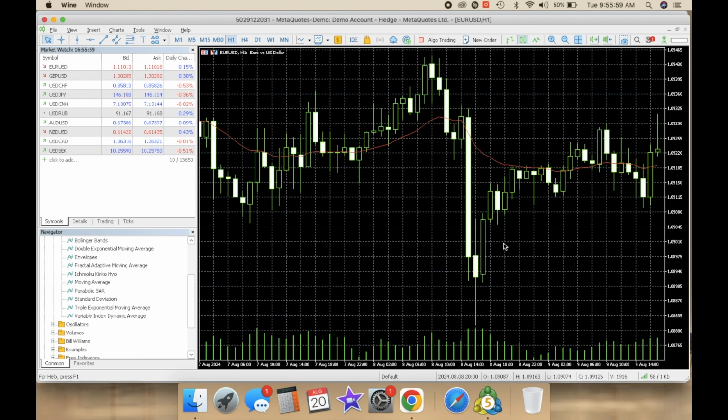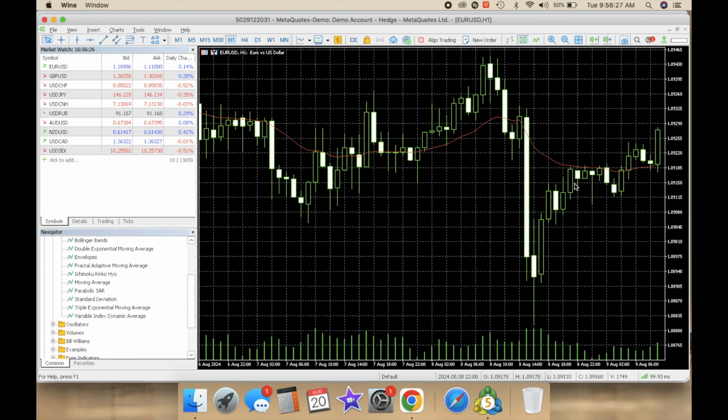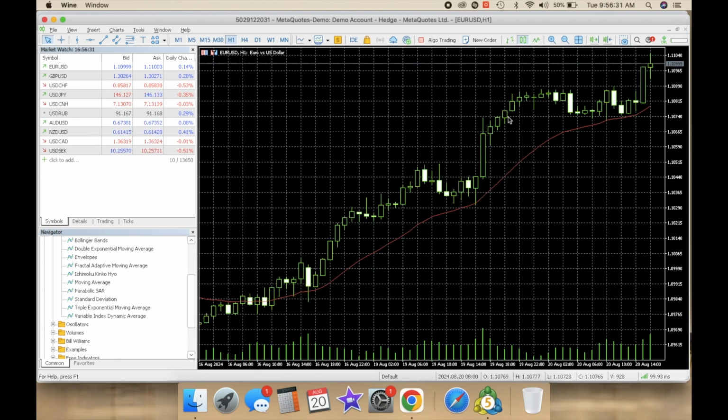Okay, this is a better example. During this time it looks like it was sideways. So you just want to be careful about using the EMA or any type of moving average, because if it's going sideways, you may just want to not place any trades until you get a strong trend, like we did in the beginning, like this.